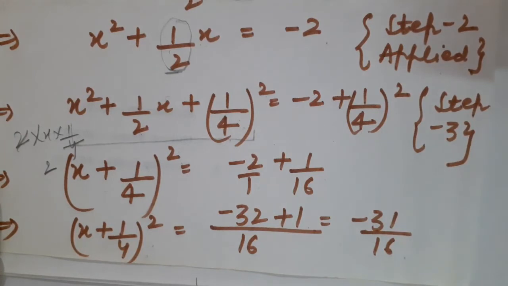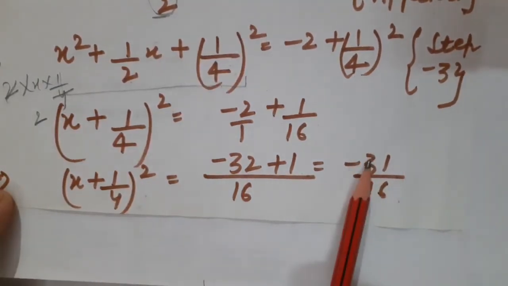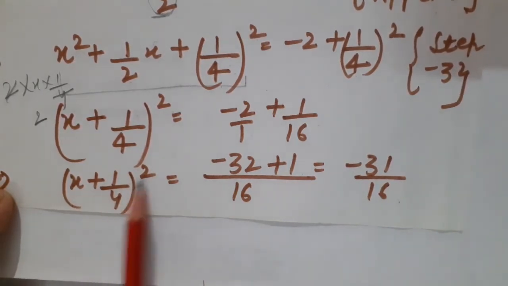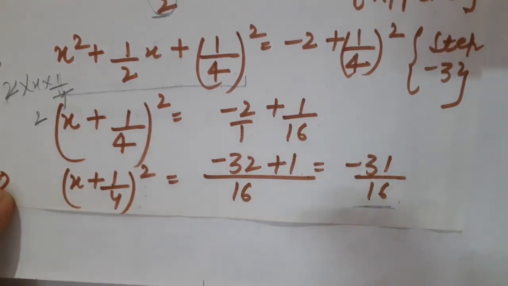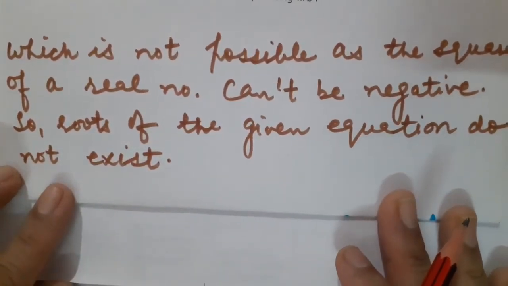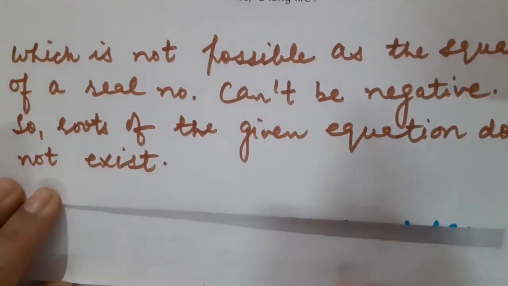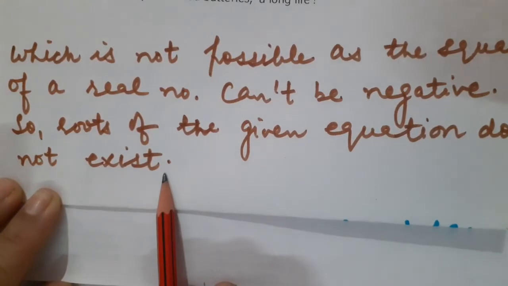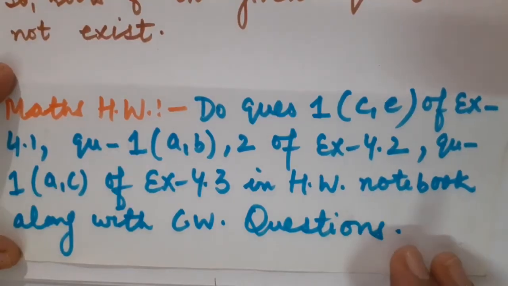Correct, children? Now children, this expression can never ever be possible. Why? Because we know that the square of any real number can never be negative. Fine. So definitely the roots are not going to exist in this case. Okay, let us check it. So children, which is not possible. Why? Because the square of a real number can never be negative. So the roots of the given equation do not exist. Clear, children? Okay.